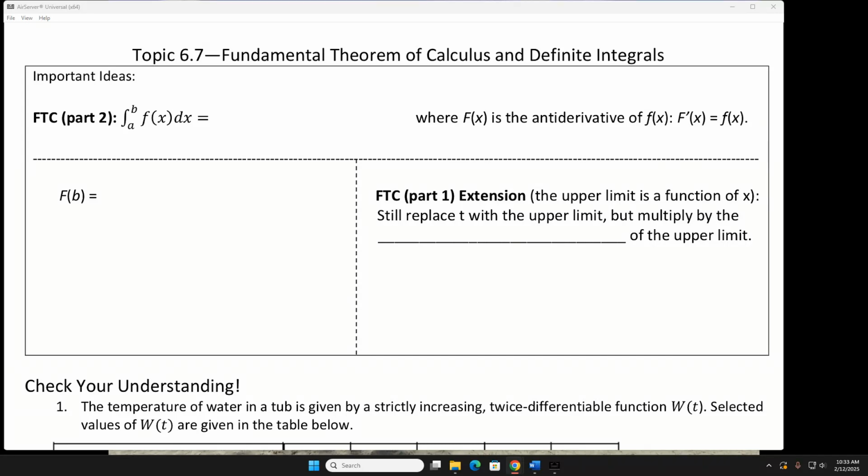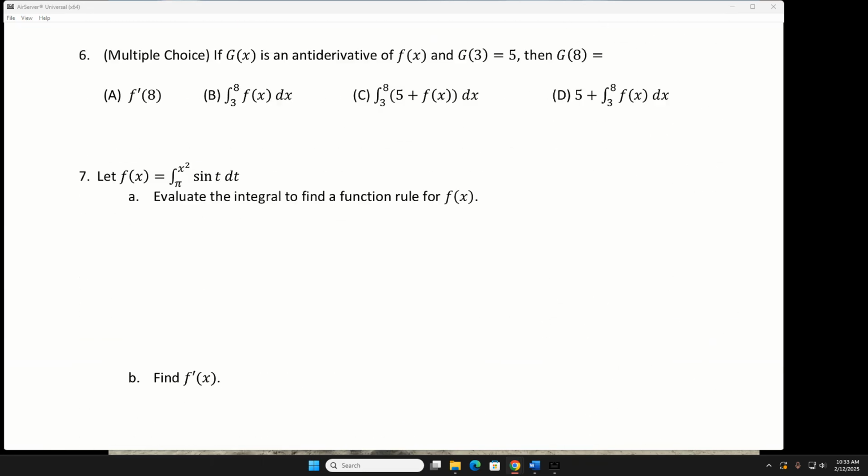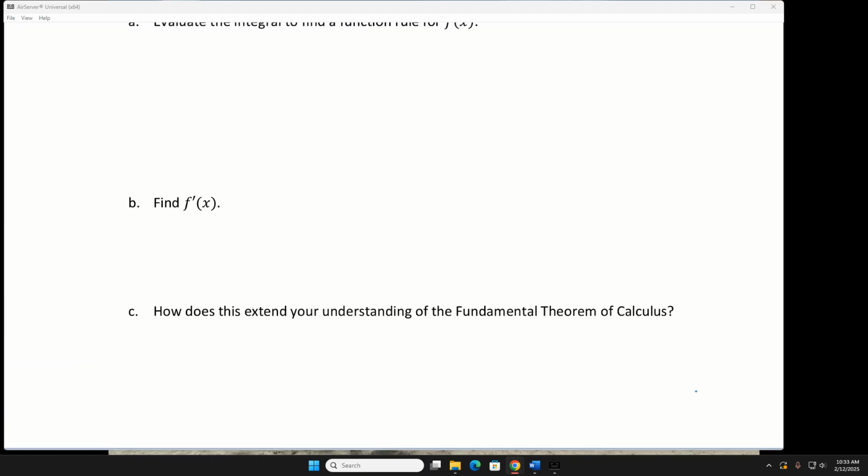Okay, so we are going to talk about the fundamental theorem of calculus part 2. But before we do, let's review the fundamental theorem of calculus part 1. I have it on the board, but I'm going to go ahead and write it up here too.